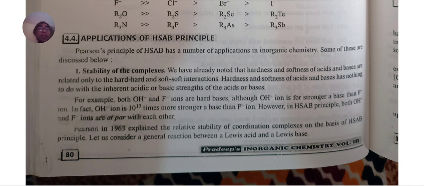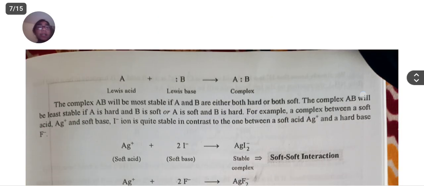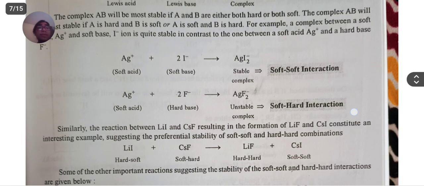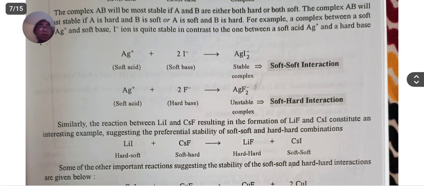Let us consider a general reaction between a Lewis acid and a Lewis base. Lewis acid plus Lewis base gives the complex AB. The complex AB will be more stable if A and B are both hard or both soft. The complex AB will be the least stable if A is hard and B is soft, or A is soft and B is hard. For example, a complex between a soft acid Ag and a soft base is quite stable, in contrast to one between a soft acid and a hard base. Soft acid, soft base: stable complex, soft-soft interaction. Soft acid, hard base: unstable complex, soft-hard interaction.